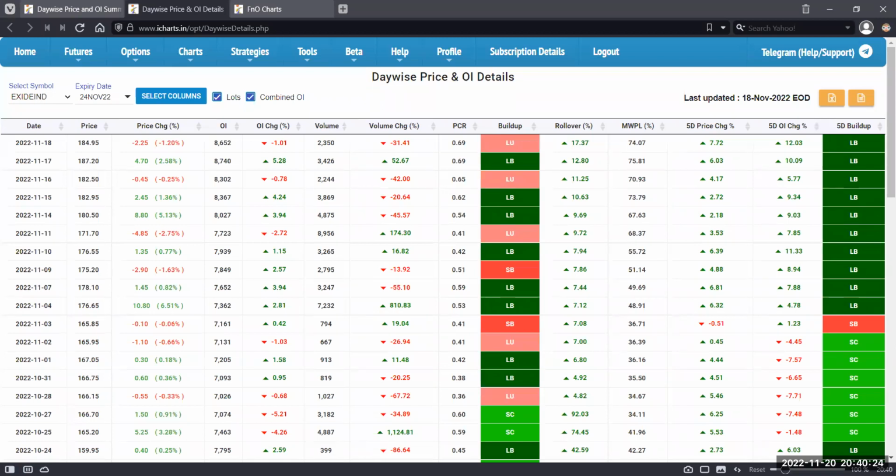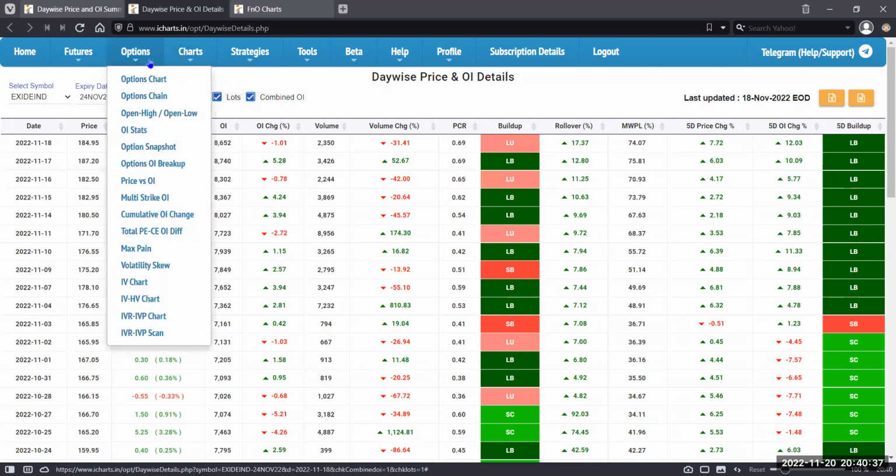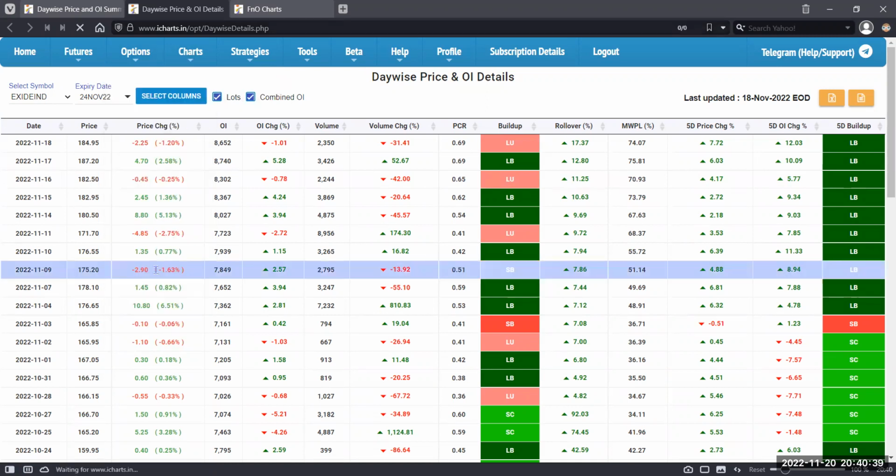Yeah, IV skew, I'll just tell you something about it. We are working on a tool for IV skew, because the current IV skew that is there is limited, because it doesn't give you too much information. Let me quickly tell you that. Okay.